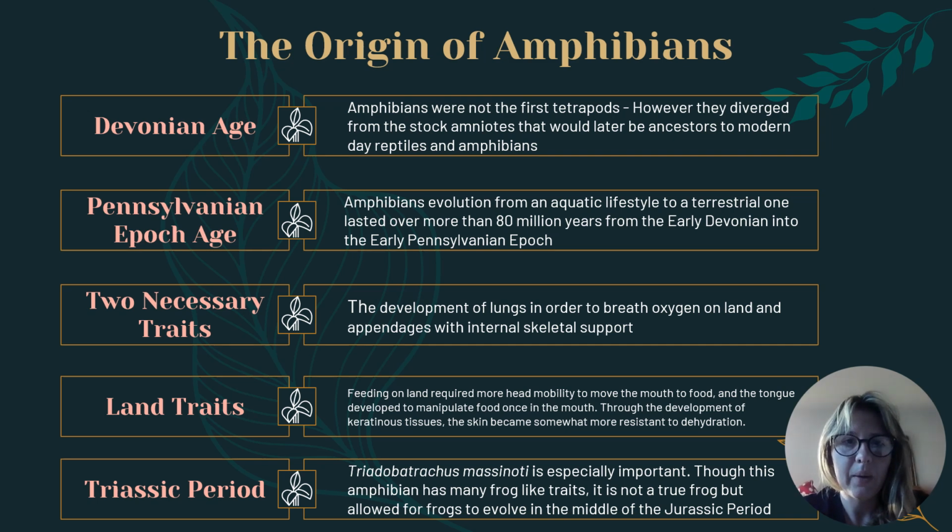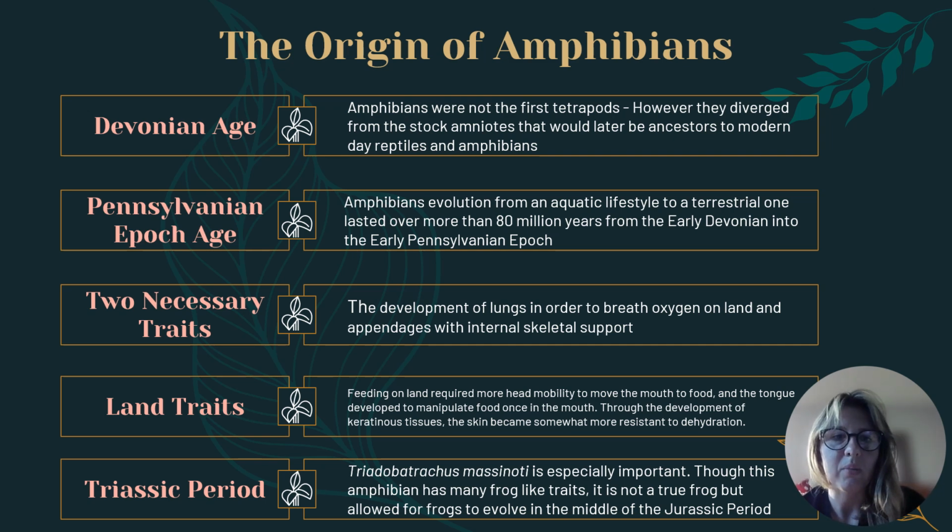These land traits that would later be required were the head mobility to move food to their mouth, as well as tongues that would allow them to manipulate food a little bit more. Through the development of keratin tissues, the skin also became more resistant, which allowed for less dehydration issues. So those are going to be the 2 necessary traits that allowed them to go from aquatic to terrestrial, and then those land traits that allowed them to stay on land during the second part of their life.